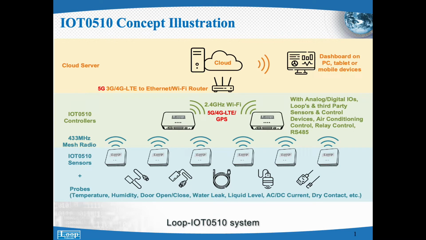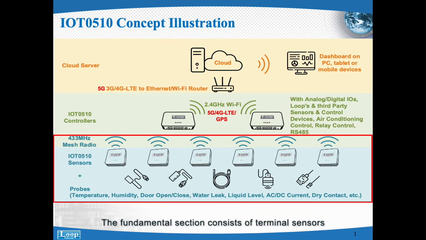Loop IoT0510 system is assembled by three major sections. The fundamental section consists of terminal sensors. A series of sensor probes allow collecting various environmental data and mechanical status and so on. These probes are linked to the wireless IoT0510 sensors, which transmit the monitor data to the IoT0510 controller via 433 MHz meshed radio signal.